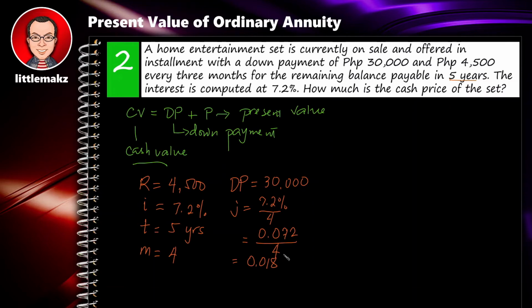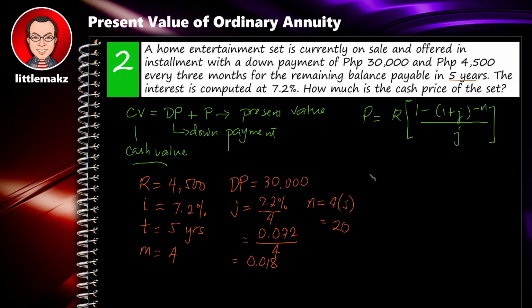Okay, and of course our N will be equal to M, which is 4, times 5 years. This is equal to 20. First, we want to know how much the present value is, so using this formula, P = R times the quantity 1 minus (1 plus J) to the negative N, divided by J.